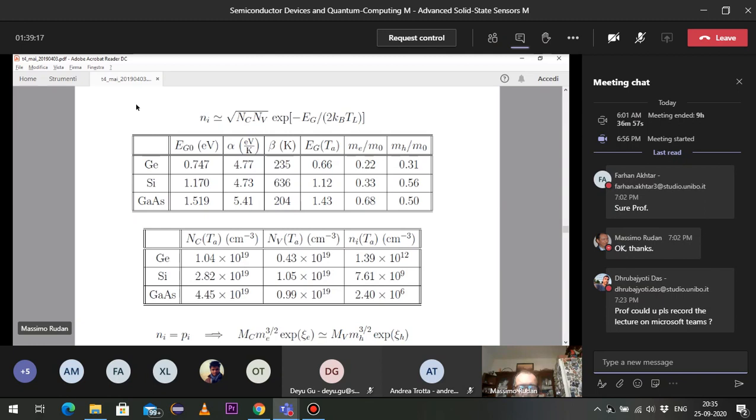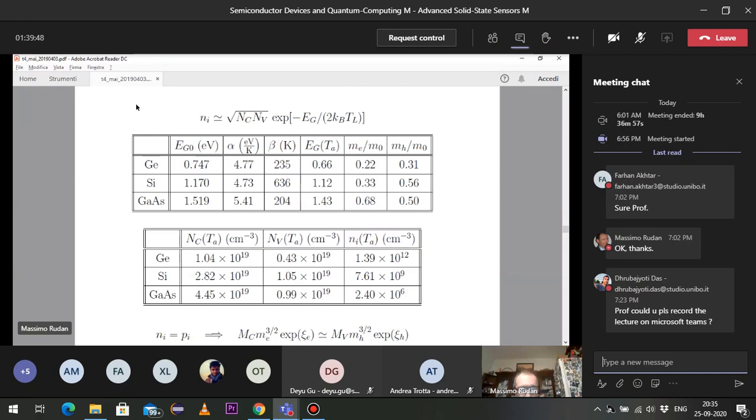Then we go to the second table, in which we see the effective density of states, okay? And the effective density of states are concentrations, as you remember. So here the units that are used are 1 over cubic centimeters, okay? Again, they are calculated at room temperature because you remember they depend on temperature, okay?